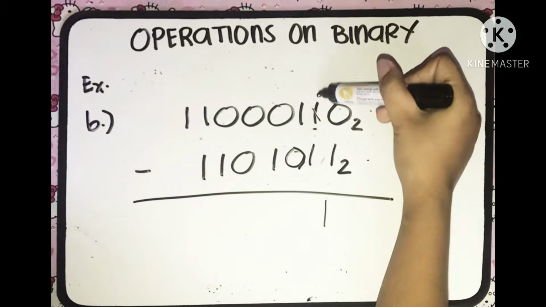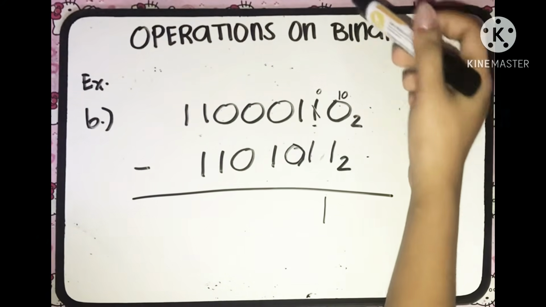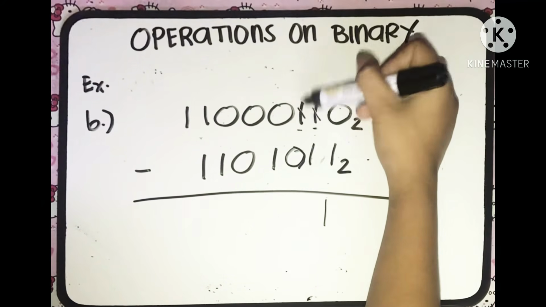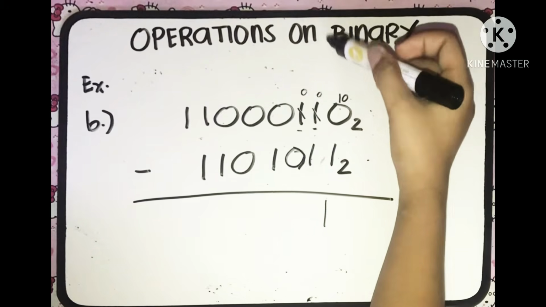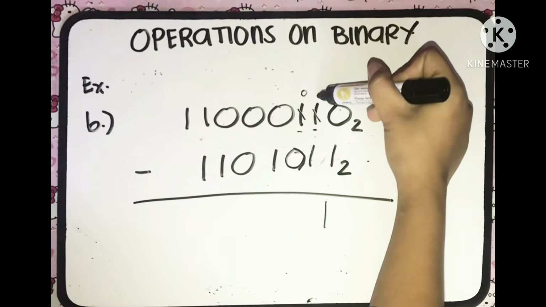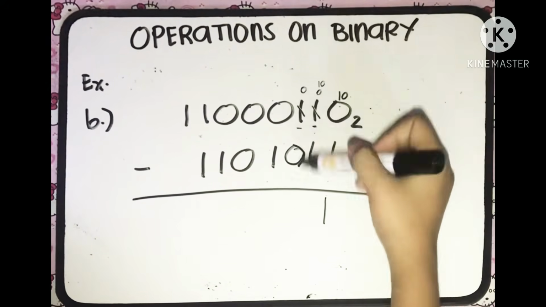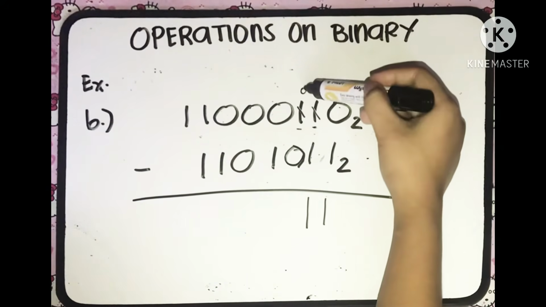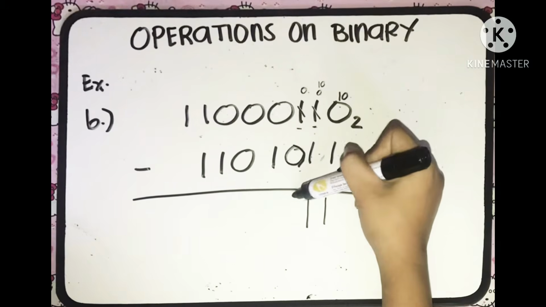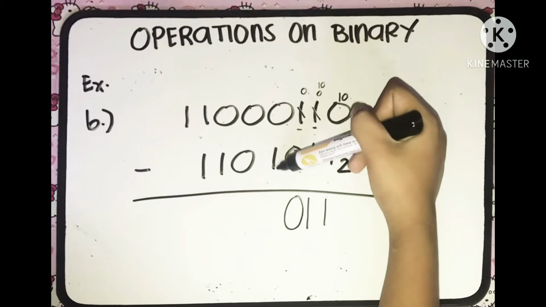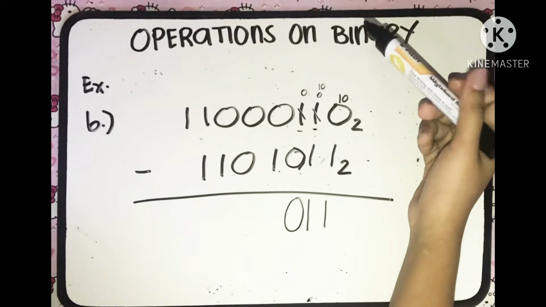Then we have 0 minus 1 again. Then borrow ulit sa pinakamalapit na 1. So this will be 0. Then yung 0 natin magiging 1, 0. So we'll have 1, 0 minus 1. It will be equal to 1. Then we have 0 minus 0, 0. 0 minus 1. So, ang katabi niya is 0.